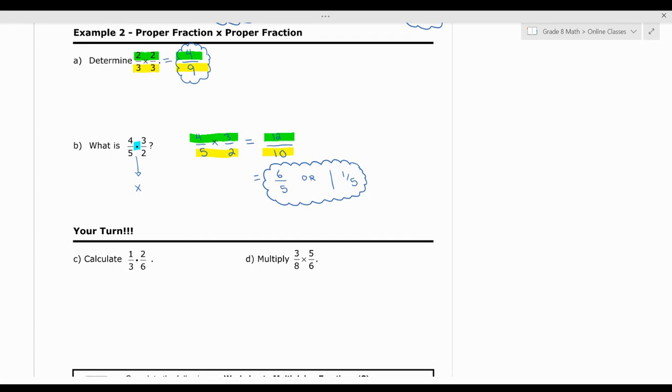All right, again, you'll notice the your turn. So what I suggest, pause the video, try these last 2 questions, and then unpause it and check whether or not you got the right answer.